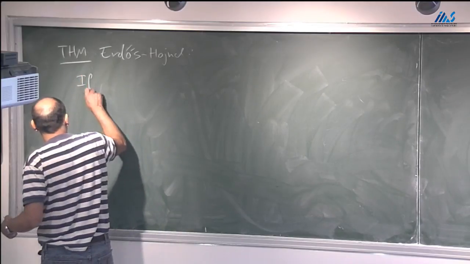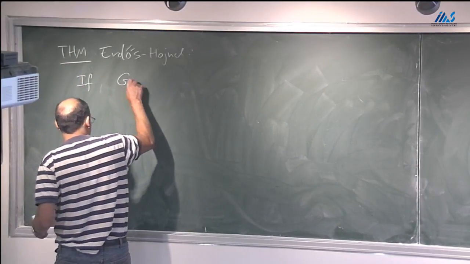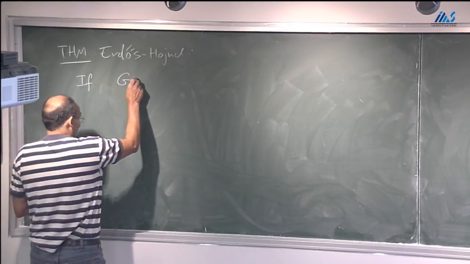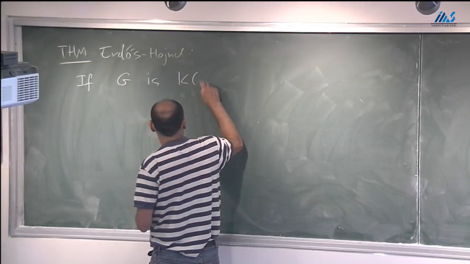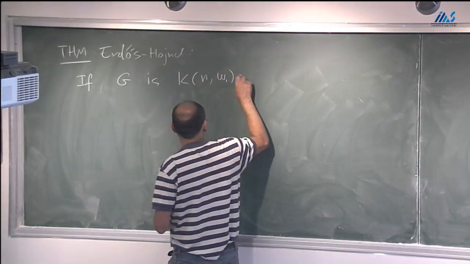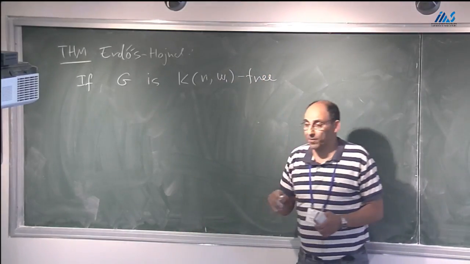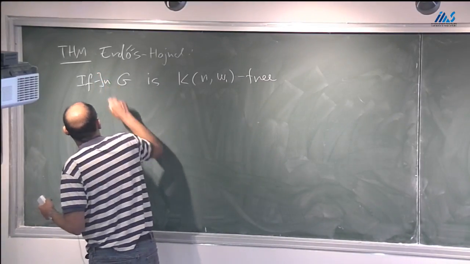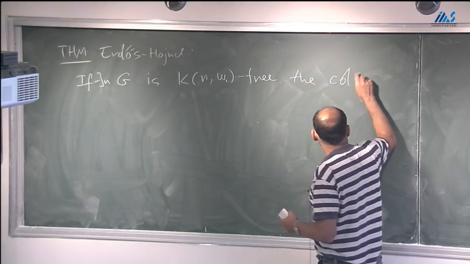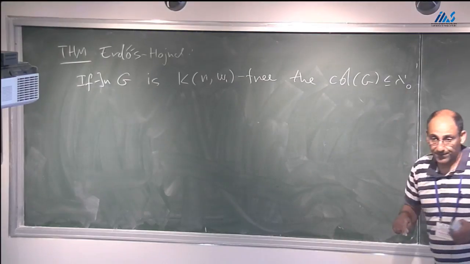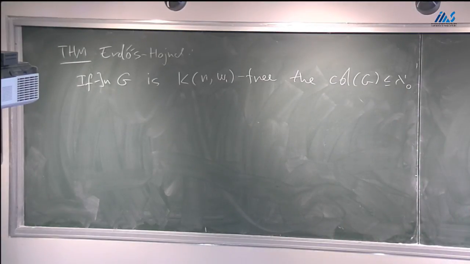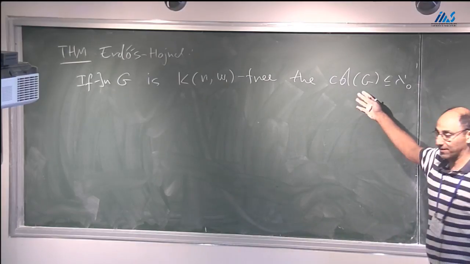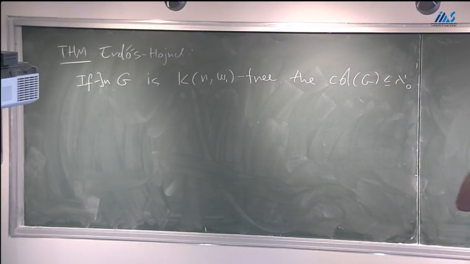They prove that if a graph G is K_{n,ω1}-free, does not contain a copy of the bipartite graph K_{n,ω1} for some n, then the coloring number of G is aleph 0. I don't define coloring number. I have the privilege of being at the end, so I will just say that Peter defined it: you can well order the graph such that each vertex will look back to finitely many.